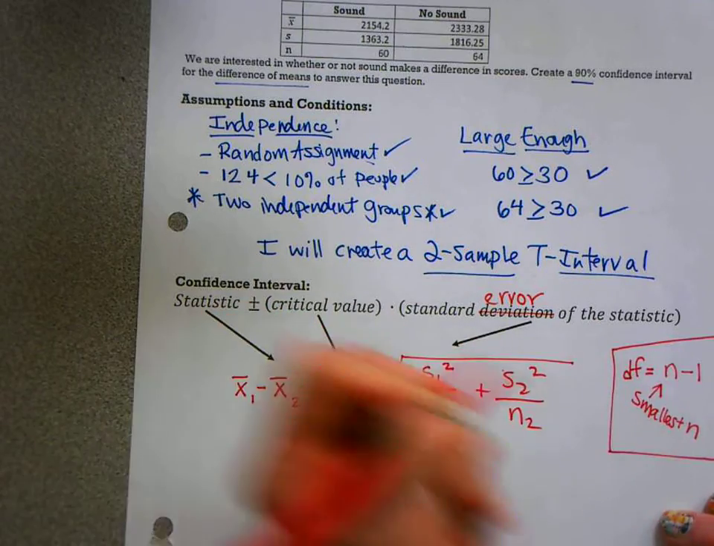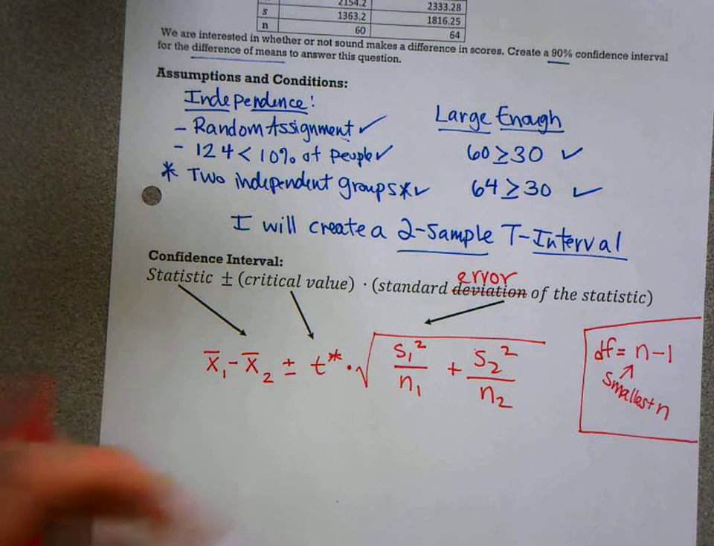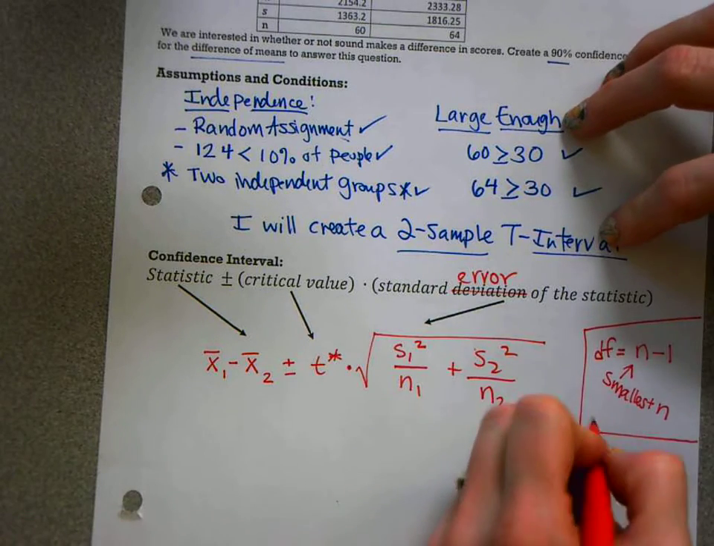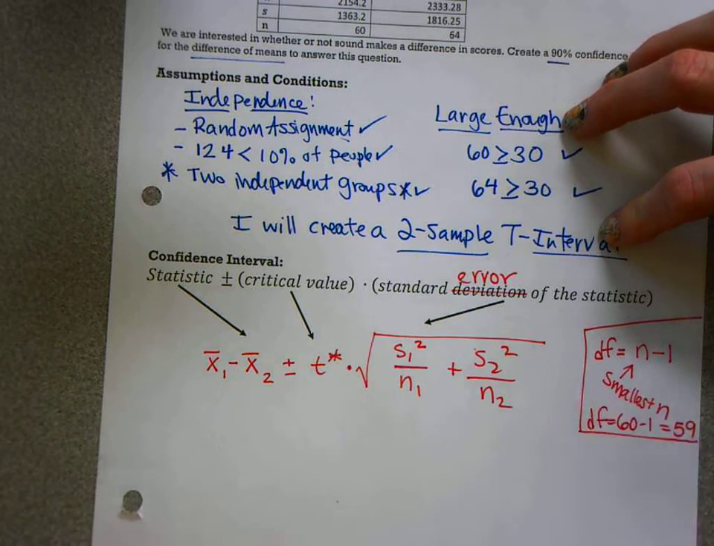That is going to be making sure that we have a big enough t star so that we have an appropriate margin of error. So we want to use the smallest, so in this case our degrees of freedom is going to be 60 minus 1, or 59. And that's what we'll need to look up our t star.